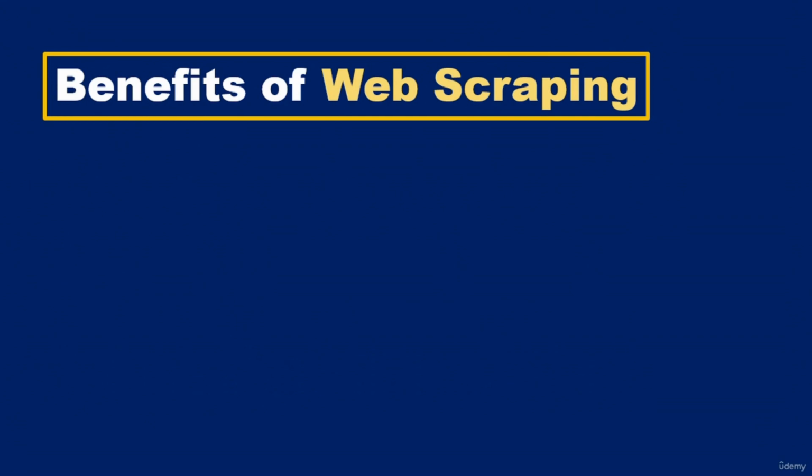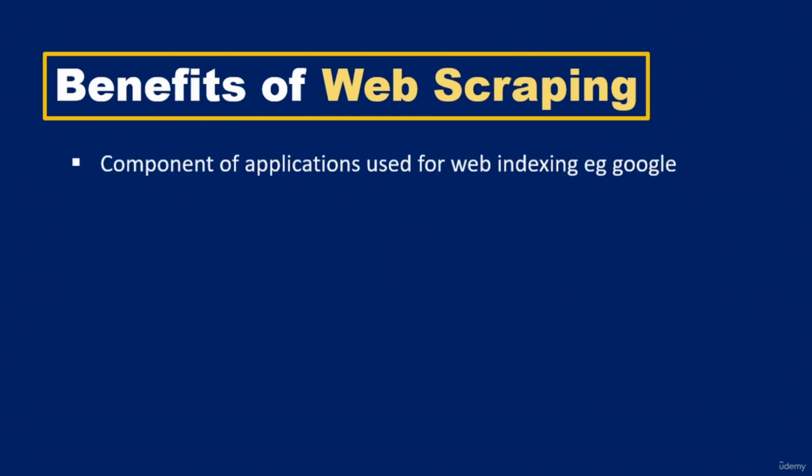So web scraping can be used as a component of other applications that, for example, can be used for web indexing. A good example is Google. How do you think Google's able to get all the information you need? It's basically through the process of web scraping. It can also be used for web and data mining.